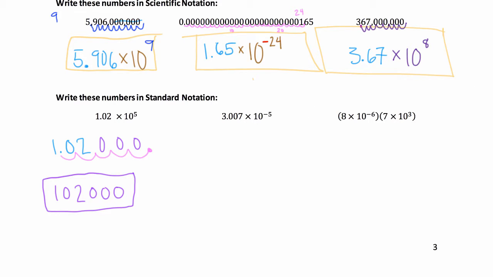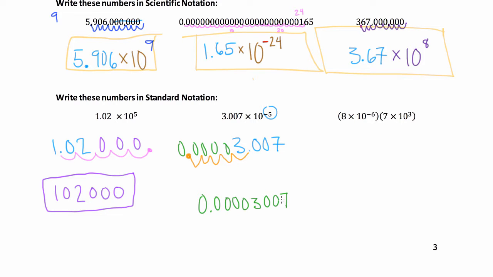Here's another one. I start with my 3.007, and because the exponent is negative, I'm going to move that decimal place to the left. This number is going to get smaller. 1, 2, 3, 4, 5. And then again, all those little empty loops get filled with zeros. And so my final number is 0.00003007. That's in standard notation.